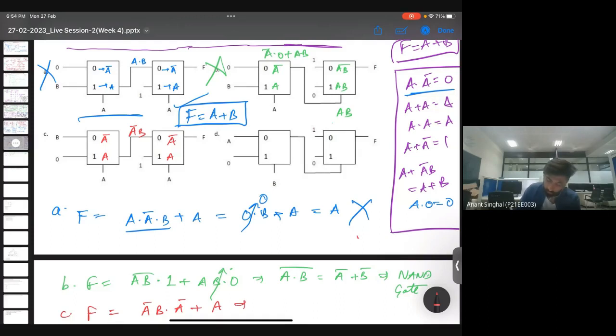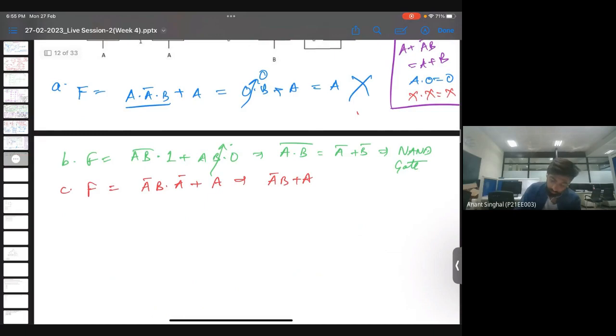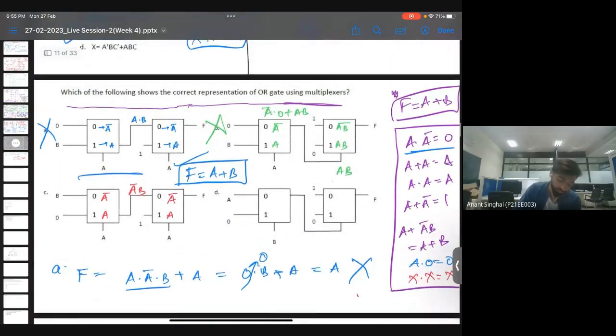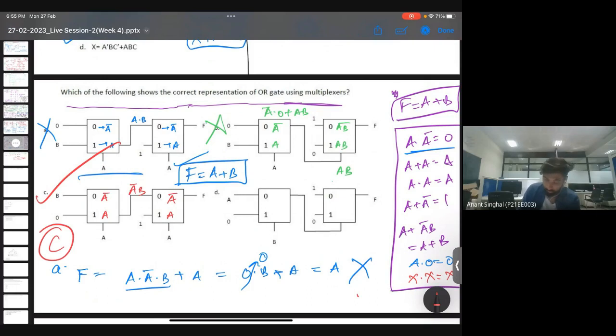So if we multiply the same variable with itself, it will be A bar B plus A. If I try to write it, maybe A plus A bar B, and we know the property that A plus A bar B is nothing but A plus B. So yeah, this is the OR gate that we were required to solve for. So option C is the correct answer. Option C is correct. Can anyone tell the expression for option D?